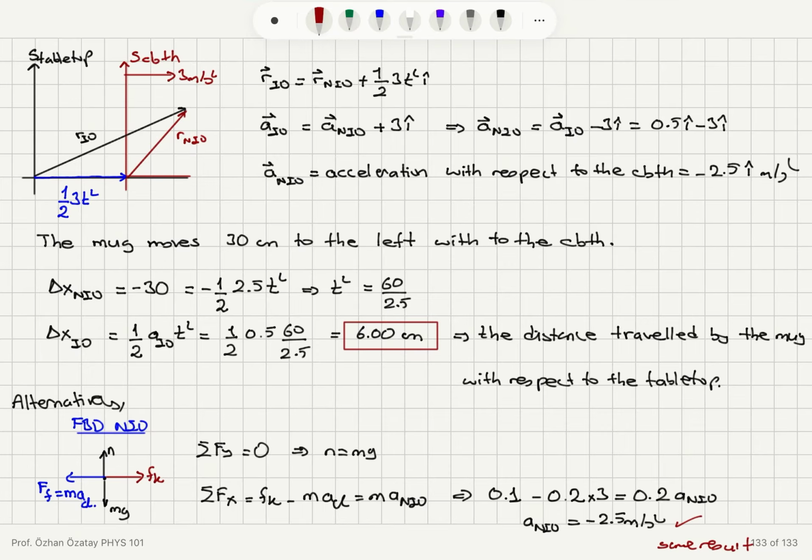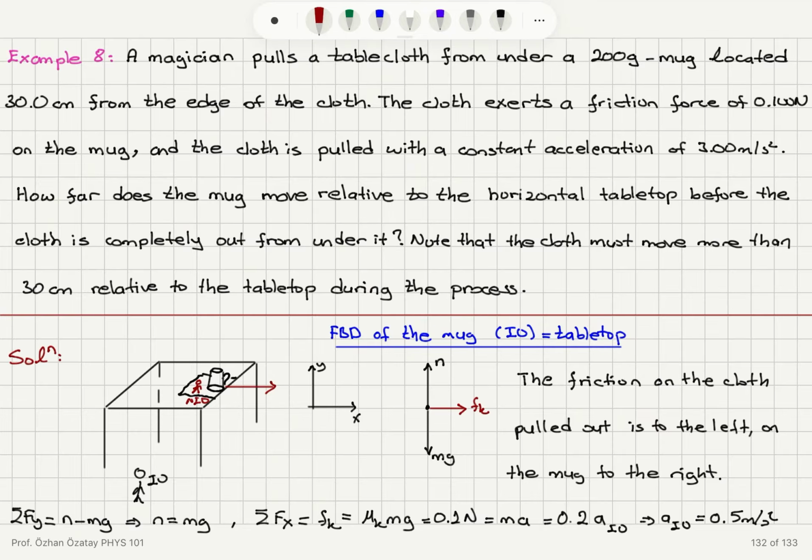So in this case, we have seen that when this cloth is pulled out, the friction acting on the cloth to the left must be pointing to the right on the mug. So this was our first important observation. Then we have to draw the free body diagram. We have two choices: use the inertial or non-inertial observer. The inertial observer only has the real forces: normal force up, mg down, and the friction force to the right. That means we can use the net force on the x-axis, Fk, which is given in the problem as 0.1 newtons, equals mass times the acceleration reported by the inertial observer. There is a net acceleration of 0.5 meters per second squared in the i hat direction.